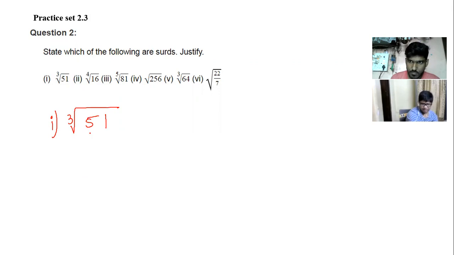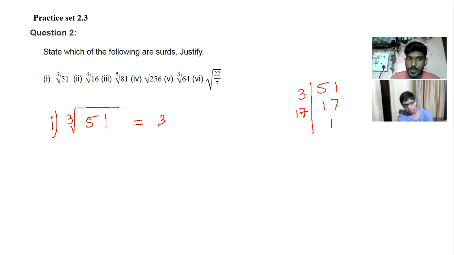Yes, sir. Yes, it is a surd. If you try to find prime factors of 51, it will be 3 ones are 3, 3 sevens are 21. 17 is a prime number, so this becomes 17 ones are 17. So this will become cube root of 3 into 17.